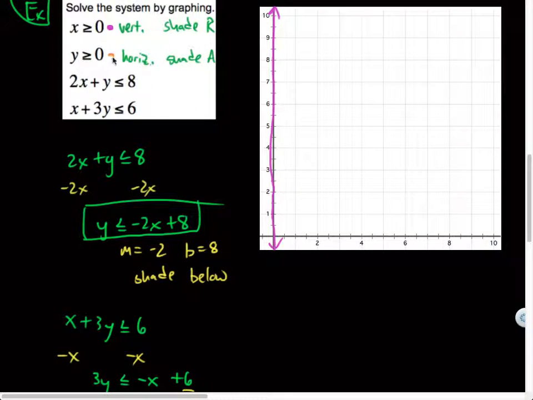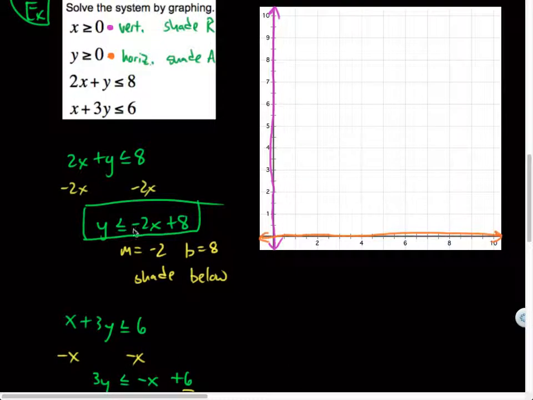Let's see, we'll make this y1 orange. Y is greater than or equal to 0. What's that look like? Horizontal at 0. Horizontal at 0 and shaded above. Yeah, multiple colors is certainly nice for this lesson.